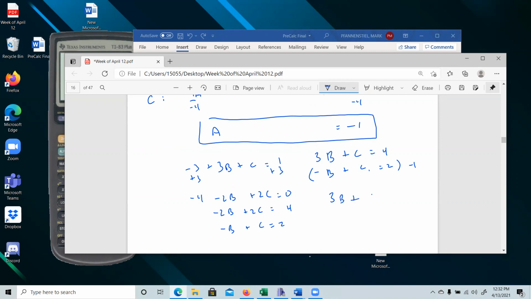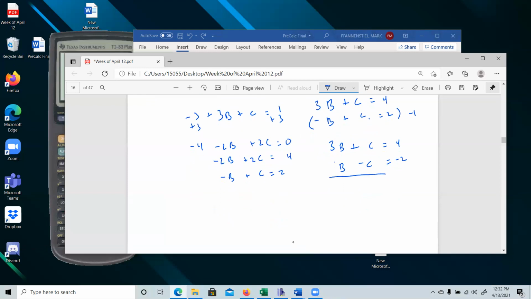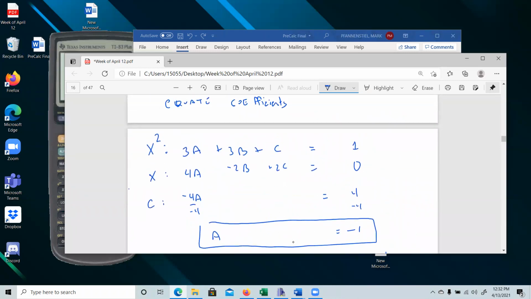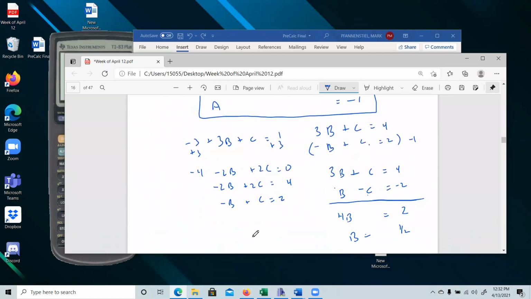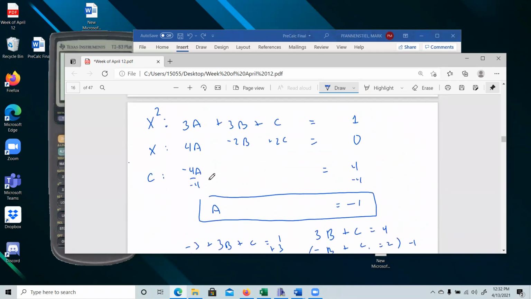So we have 3b plus c is equal to 4. And a negative 1 is going to be b minus c is equal to negative 2. Add them. 3 plus 1 is 4b. That cancels, and we have 2. B is half. Okay, and now the last thing we're going to do here is pick any of these 2 equations, plug in for a and b, and then we're going to solve for c.